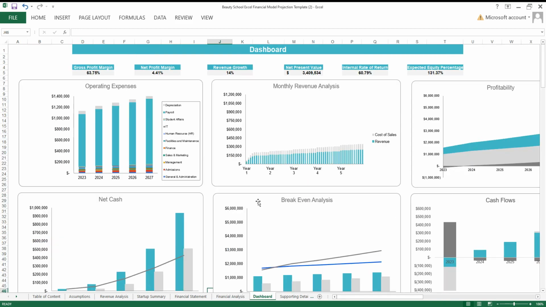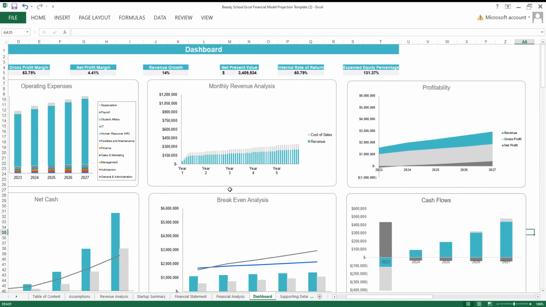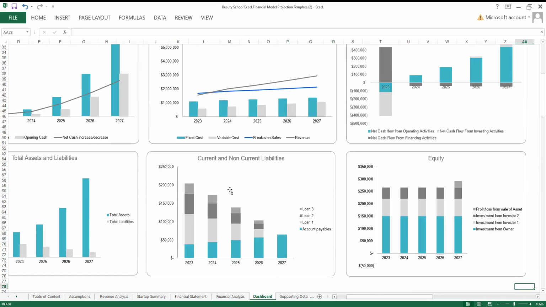Then this is another important part of our tab, which is the dashboard. And here, this is the visual representation of all your forecasts and all your analysis.